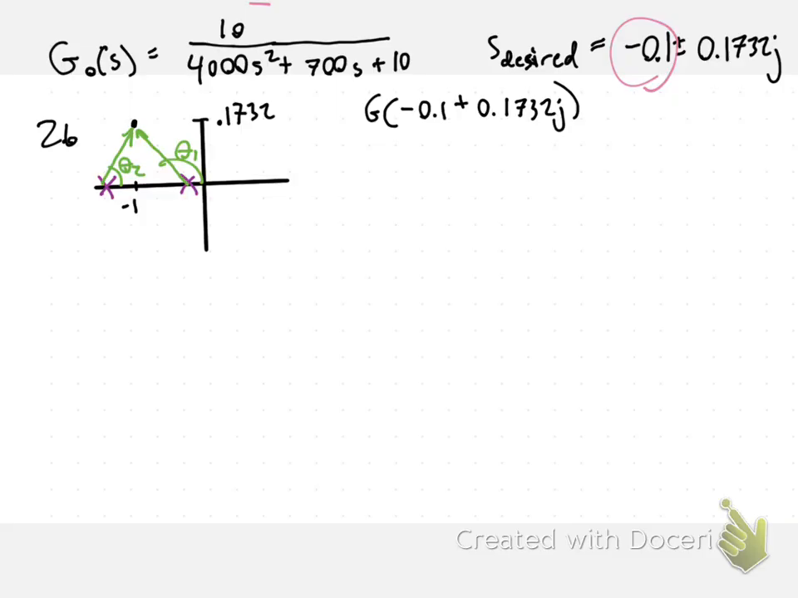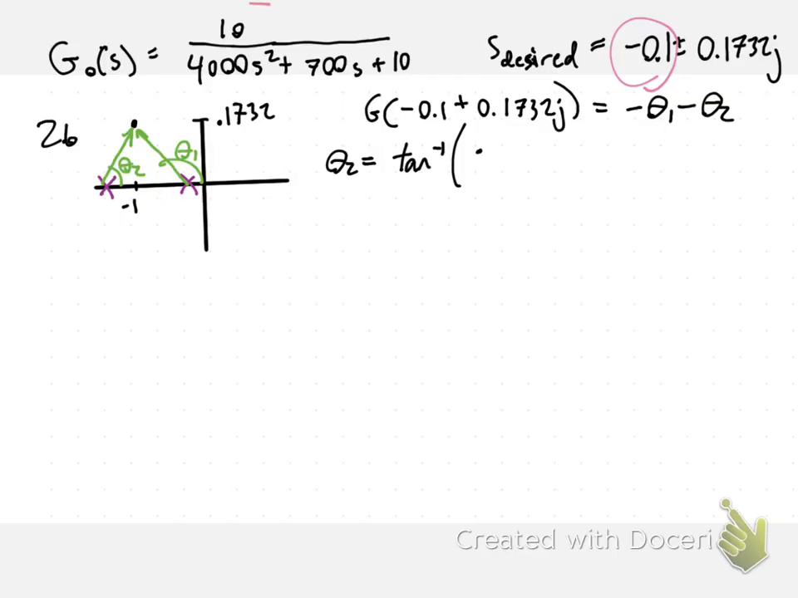So we can say that this angle criterion is going to be equal to -θ1 minus θ2 because they start at our poles and go to our desired closed loop pole location, which means that we will treat them as negative. If they started from 0, we would treat them as positive. So we can say that θ2 is going to be equal to, and we can do an arctan of the rise.